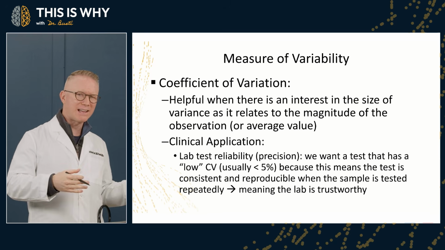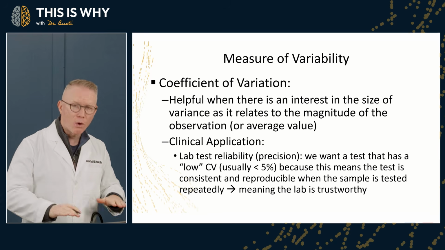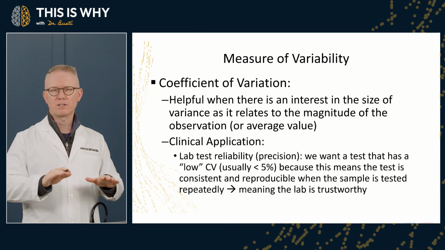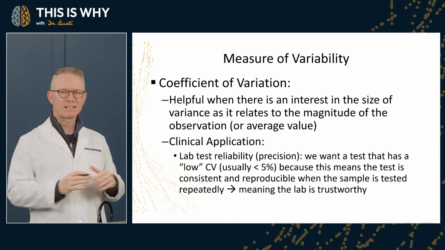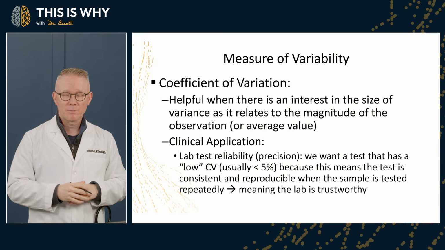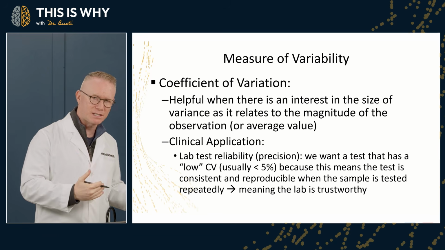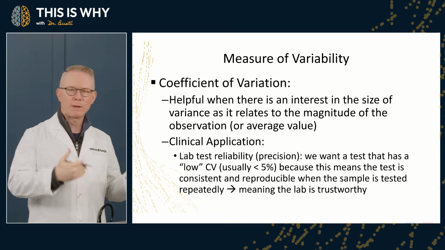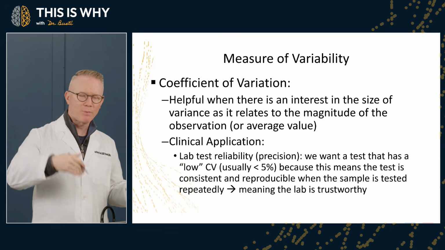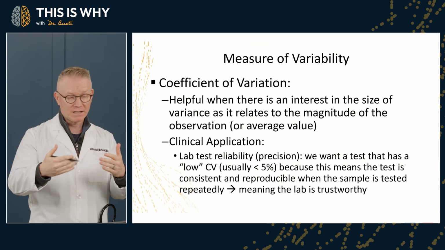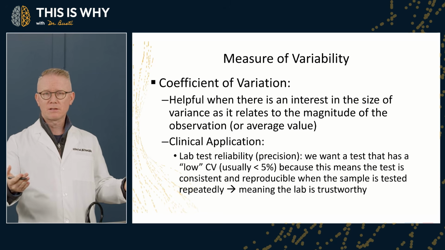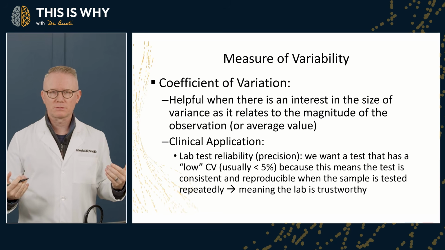We want a test that has a low coefficient of variation. Usually, most lab tests accept something less than 5%, because that means the test is consistent and reproducible when the sample is retested repeatedly. That means that the lab is something you can trust.